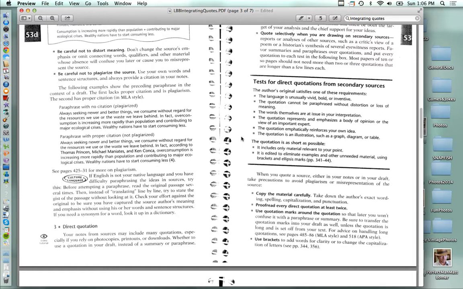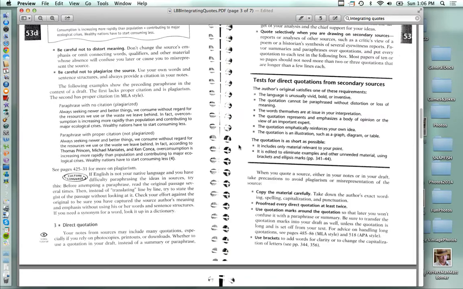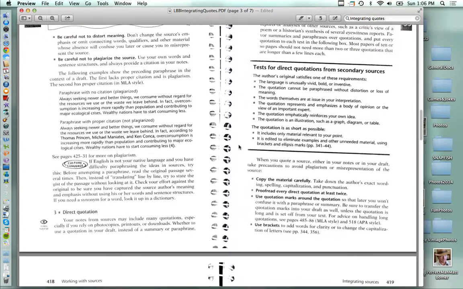The quotation is an illustration such as a graph, diagram, or table. And the quotation is as short as possible. It includes only the material relevant to your point. It is edited to eliminate examples and other unneeded material using brackets and ellipses marks.